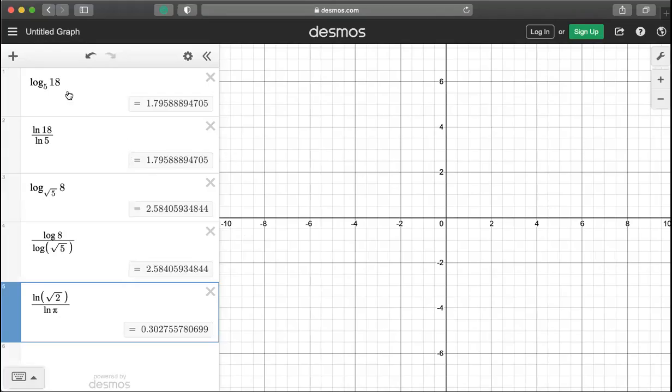I did this a few ways, like log base 5 of 18. I actually used this base 5 in Desmos, and I got this. But I also tried it this way with using the natural log. So I got the same answer. And here I did log base square root 5 of 8, and I did it also with log base 10, so the common log, and I got the same answer. And here I just did it one way. I used ln of square root of 2 over ln of pi for that last problem.